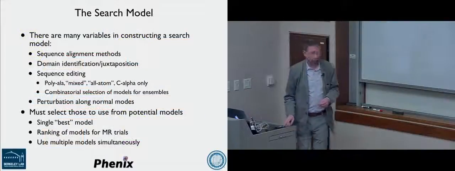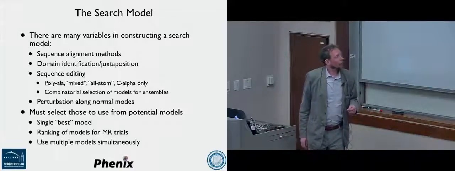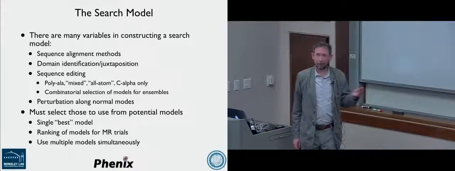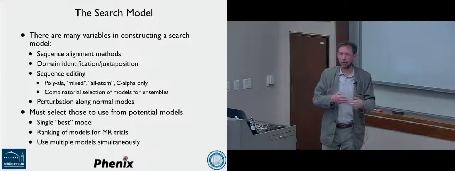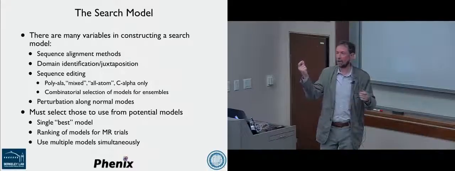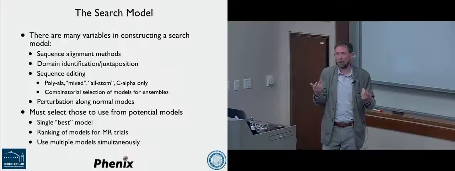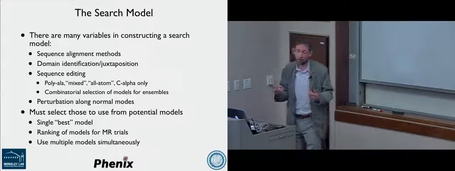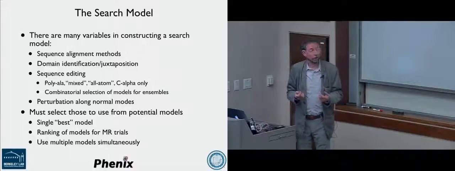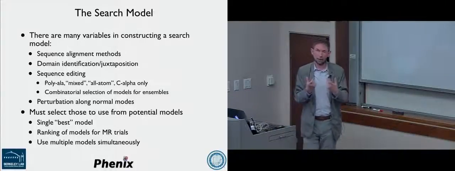So, just to say a little bit about the search model, because we talked about this briefly this morning. There are a lot of things you have to think about when you make a search model. How are you going to align sequences? Do you just take your protein, align it against one sequence and say that's my alignment and that's what I'll use to generate the best model? Maybe you could do a multiple sequence alignment. That often gives you more discrimination. You've got potentially domains that you could be looking for. How do you identify those domains? Yeah, that's sometimes a non-trivial problem.